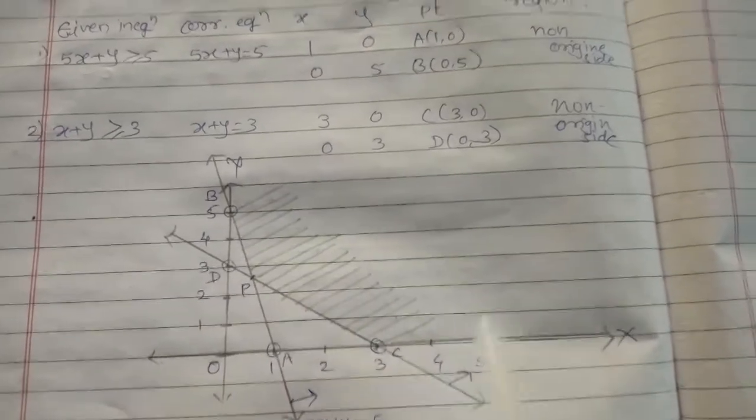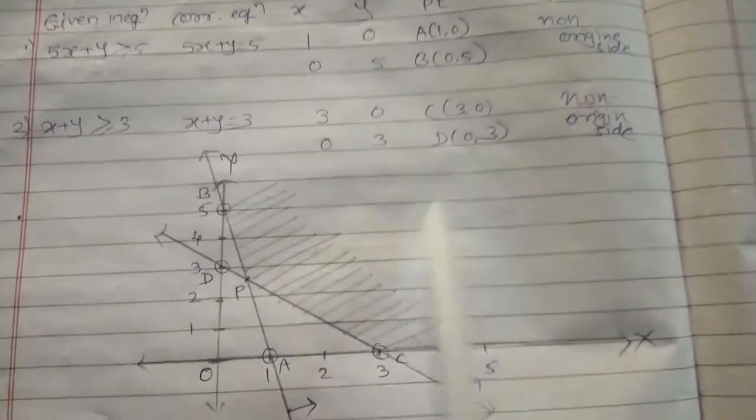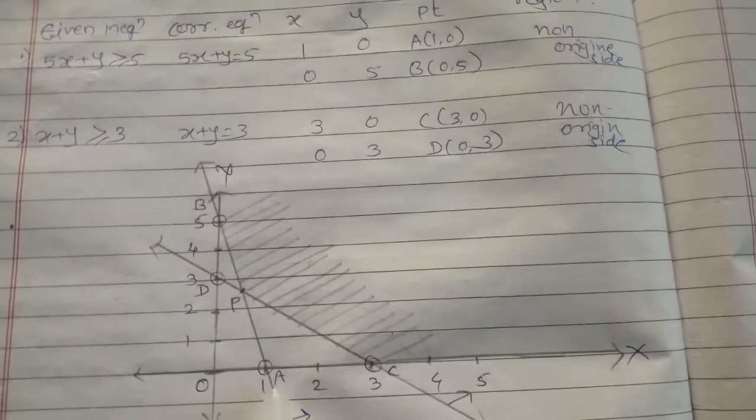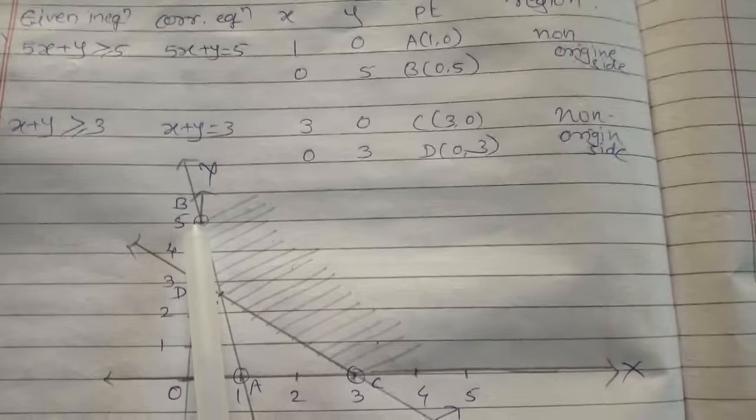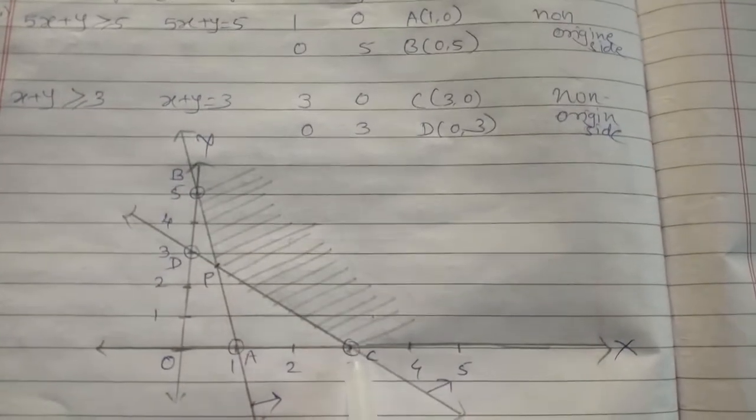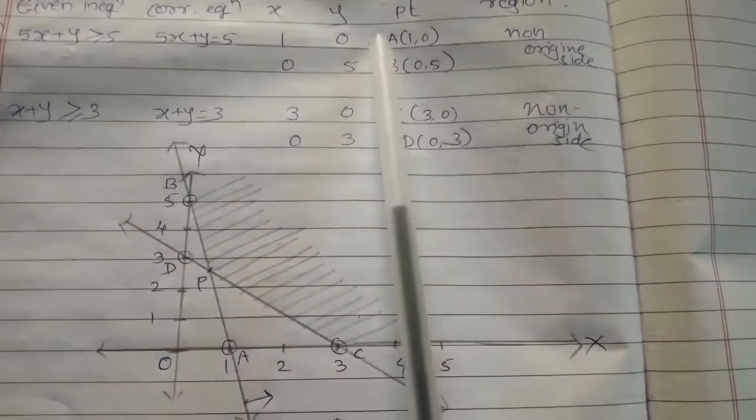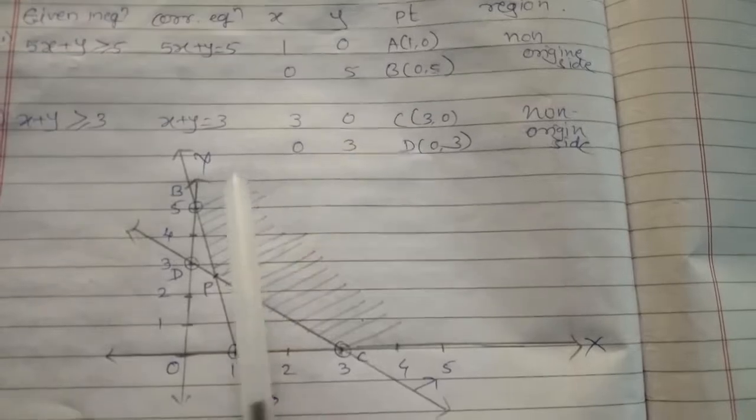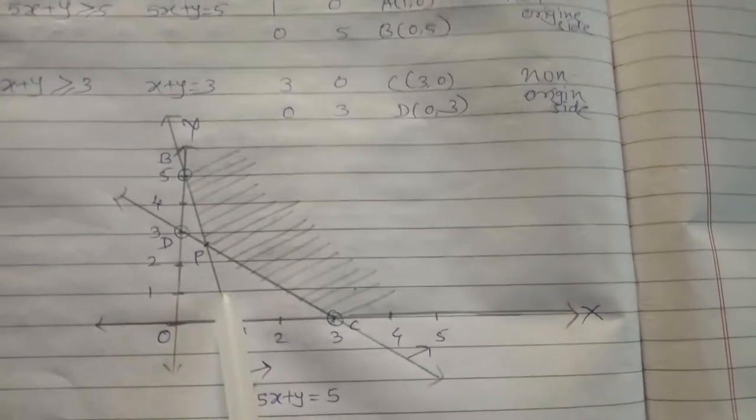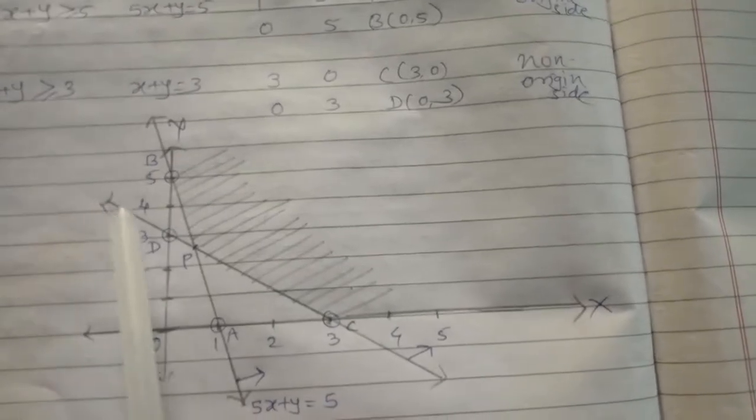Now we're going to draw the graph. So I draw here the graph. My first point A is (1, 0), so here is point A. B is (0, 5), so here is B. Next, C is (3, 0), so here is the point C, and D is (0, 3). So first we have to join these two points, that is A B. So I draw here A B, and next C D, so I join here C D.